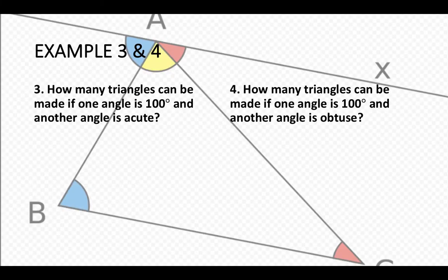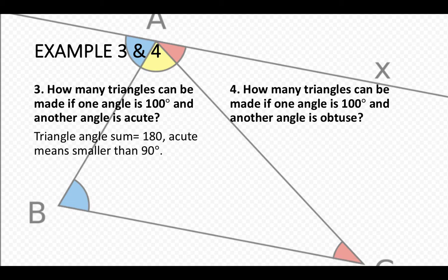All right, let's look at example number 3 and 4. How many triangles can be formed if one angle is 100 degrees and the other is an acute angle? So let's think about that for a moment. Triangle angle sum is 180 degrees. All 3 angles added together give us 180. An acute angle is an angle that is smaller than 90.